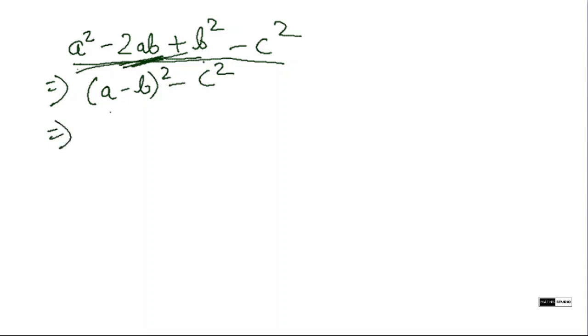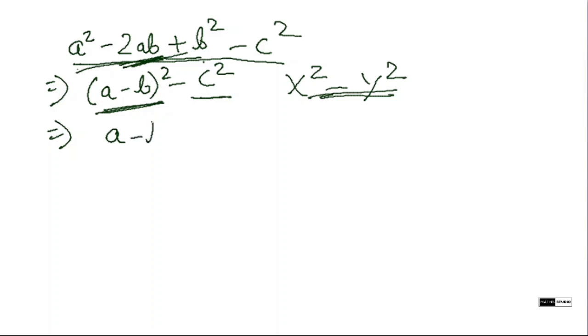Now this again looks like x square minus y square format. So this will become x square minus y square is (x plus y) into (x minus y). So this will be (a minus b plus c), and this will become (a minus b minus c). Okay. At least now you won't be saying that I skipped the tough ones and only the tough ones are for the students.